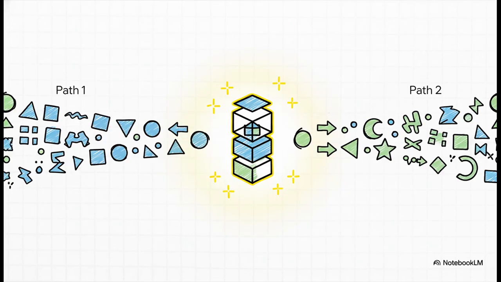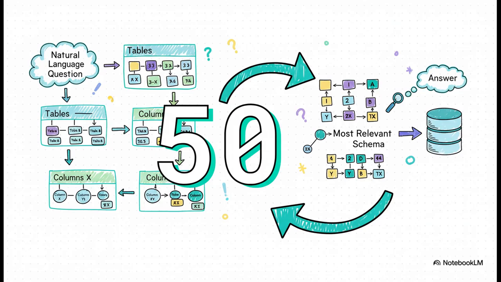And this is the payoff. Those two independent paths, each with its own findings, converge into this one final, beautifully compact and relevant schema. This is the perfect schema we were talking about at the beginning. And now that we have it, we are ready to generate a seriously accurate SQL query. So after all that, what does this actually achieve? What's the bottom line? Remember that huge performance gap between using the full, messy schema and a perfect one? Well, this bidirectional method cuts that gap in half. That is a 50% jump in accuracy just by being smarter about how we find the data. That is a game changer.